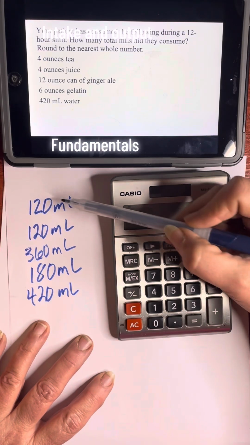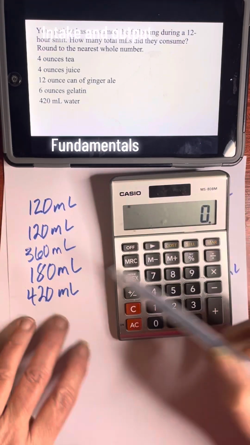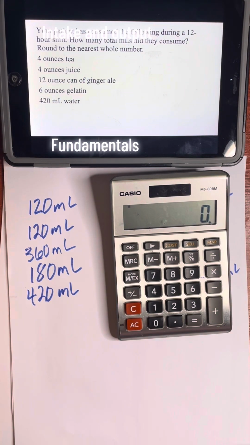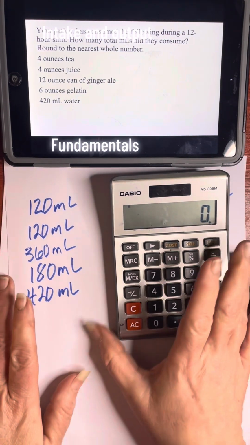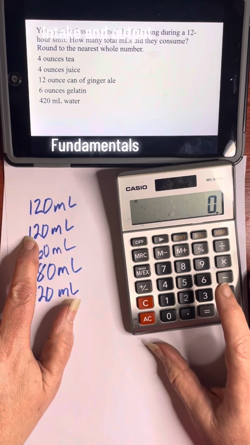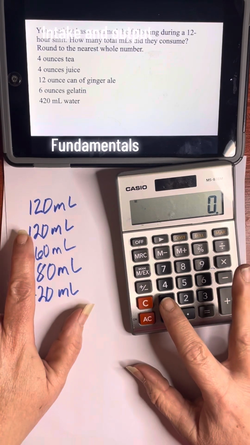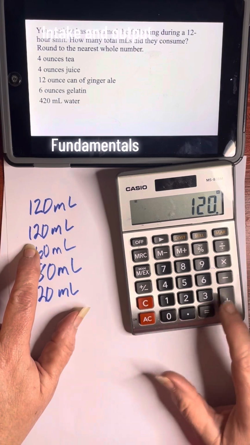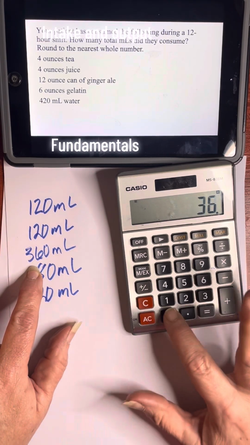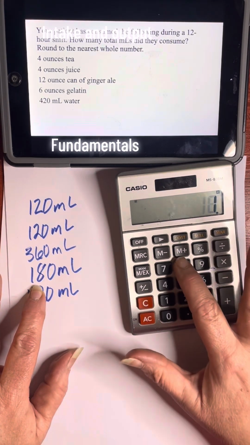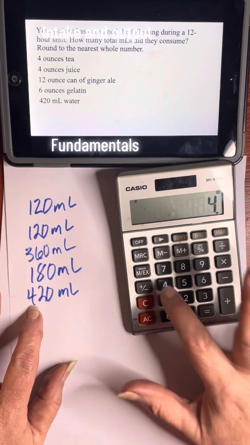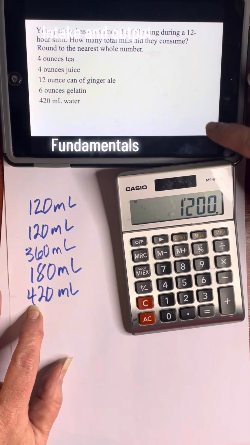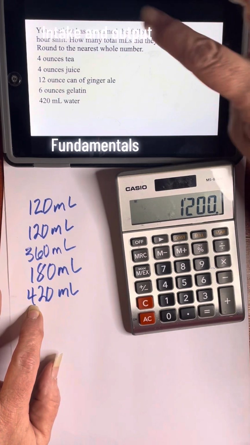So then you have to add it all up. Now, some of y'all will want to double these and jump around. I need to be uniform. I mean, as a nurse, you'll understand you need to go line by line. Make sure you don't miss anything. So 120 plus 120 plus 360, 180 plus 420 is 1,200 milliliters for that day.